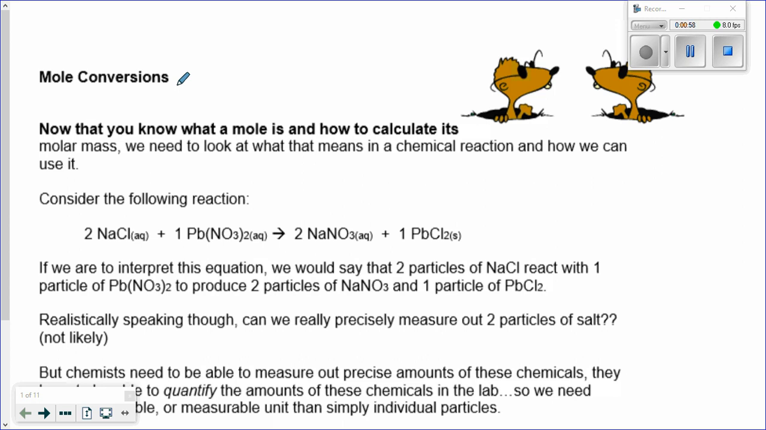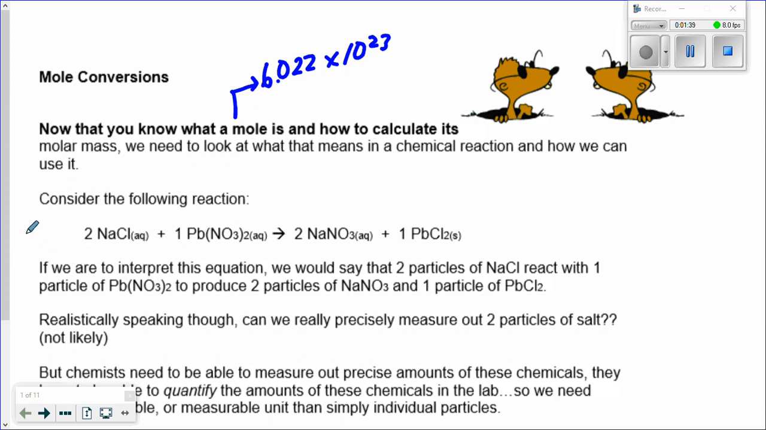So, mole conversions. This is that same mole that we were talking about yesterday. Last day we talked about the mole as a word used to represent a number, and that number was 6.022 times 10 to the power of 23 particles of a substance. So now that we know what a mole is, that Avogadro's number, 6.022 times 10 to the power of 23, and how to calculate the molar mass of a substance, we need to look at what that means in a chemical reaction and how we can use it.